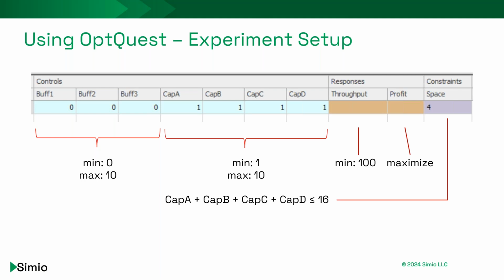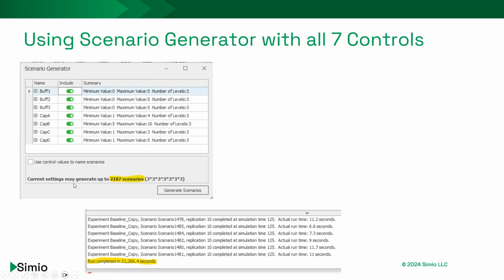How do you know how many scenarios will be generated by the Scenario Generator? When you run Scenario Generator, as you see right here, I have 3 levels, 3 levels, 3 levels, 3 levels, 3, 3, 3. So it's saying 3 times 3 times 3 times 3 times 3 times 3 times 3. That's what you get right here, 2187. So if it did the full factorial, there would be 2187 scenarios.